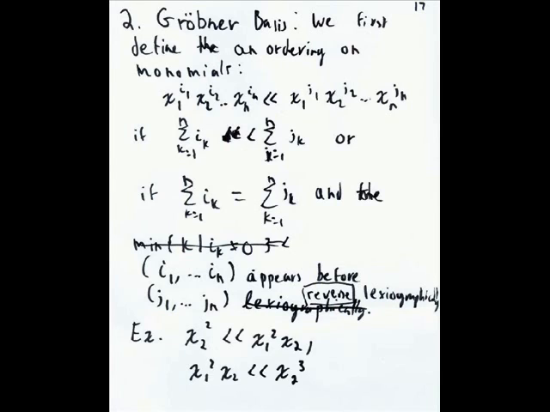So in this example, x1 squared x2 will be less than x2 cubed, because even though their multi-degrees are the same, 2, 1, 0 appears after 0, 3, 0 in reverse lexicographic order. And of course, for the first example, x2 squared is less than x1 squared x2 because the multi-degree is lower. The multi-degree, once again, is just the sum of the exponents of the variables.